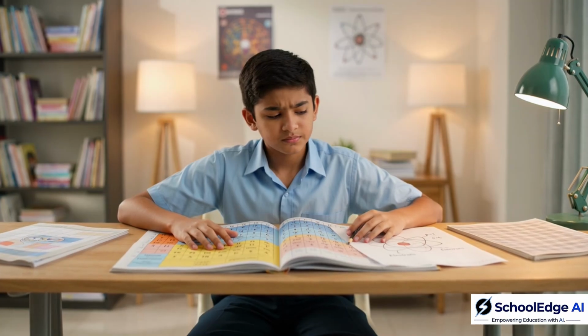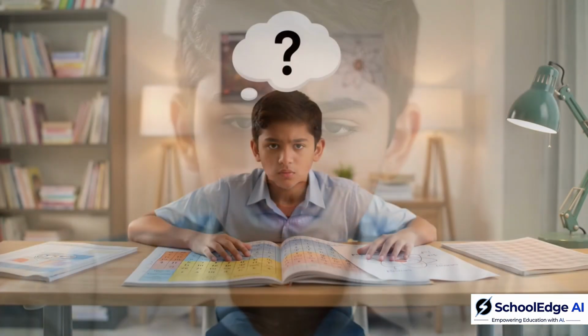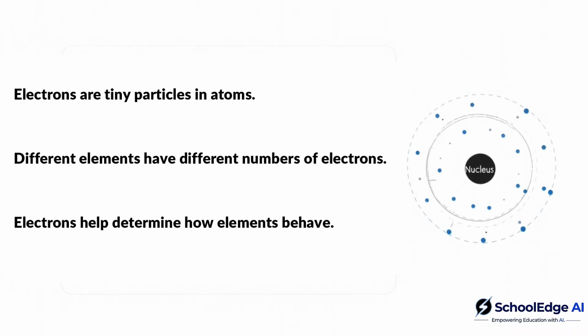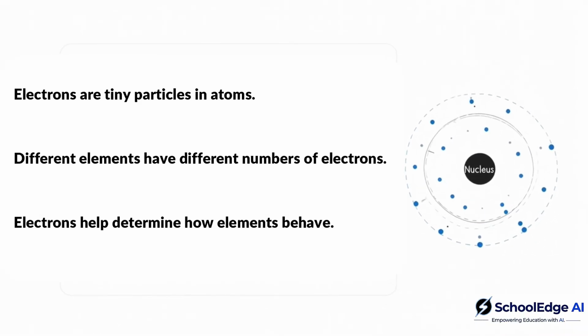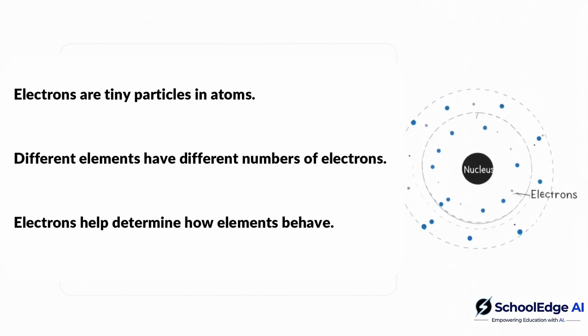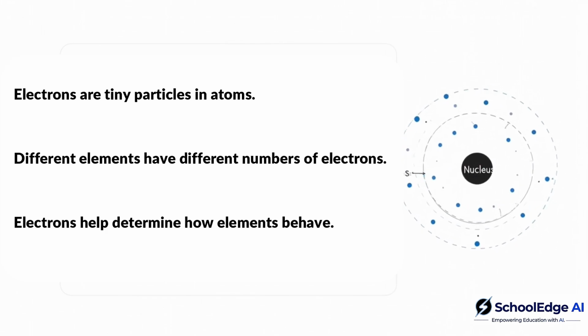What do you think would happen if every element had the same number of electrons? Would all elements behave the same way? Electrons are tiny particles in atoms. Different elements have different numbers of electrons. Electrons help determine how elements behave.